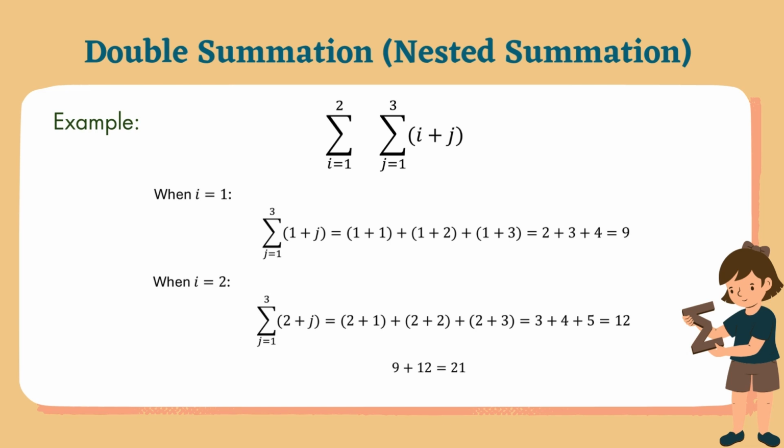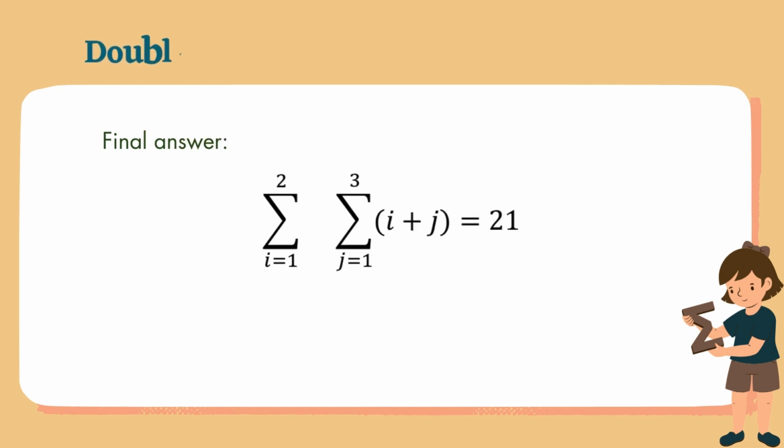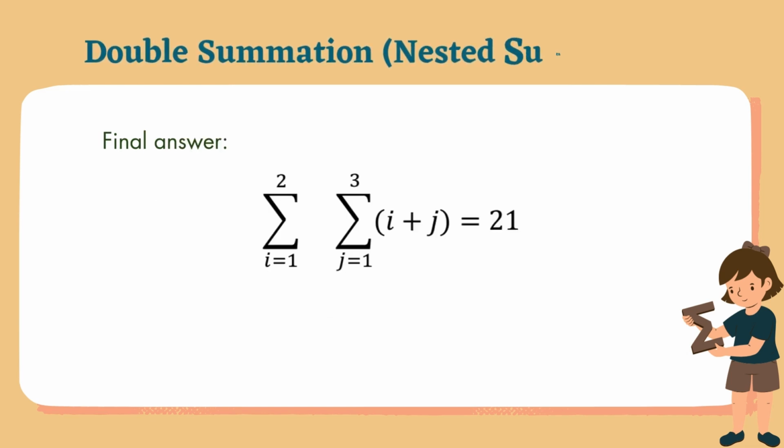So it means that in the double summation, the sum of the quantity i plus j, wherein i is from 1 to 2 and j is from 1 to 3, is equal to 21.